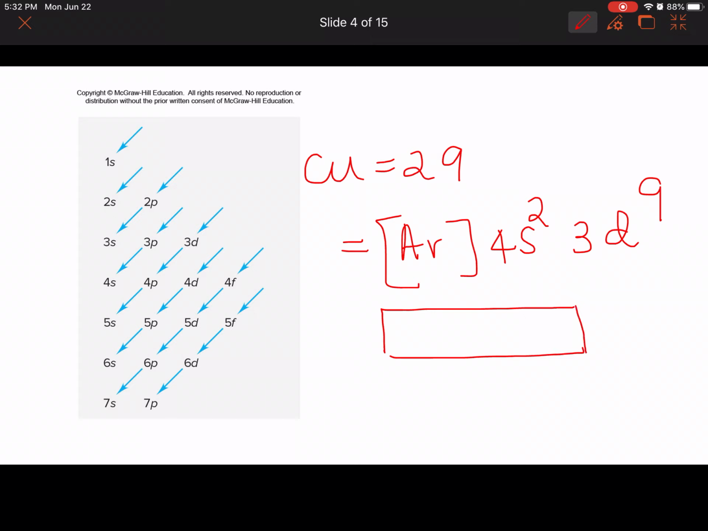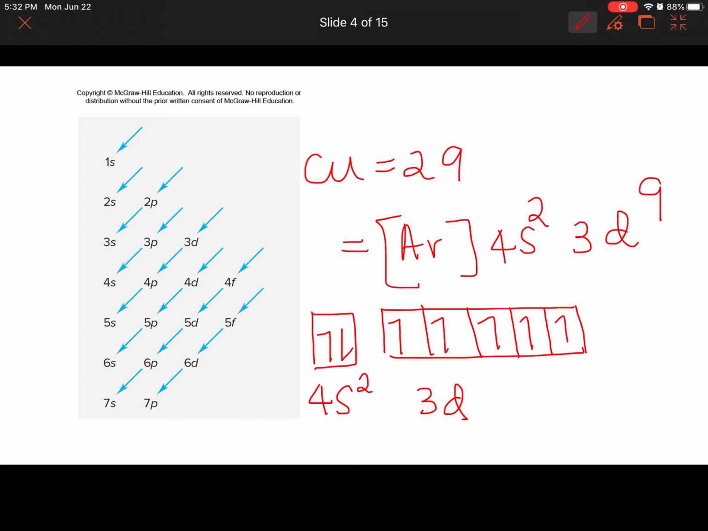How many d orbitals are possible? Five d orbitals are possible: 1, 2, 3, 4, 5. So this is the 3d sublevel. There are 5 orbitals for d, and there are 9 electrons. Before that, let me write down 4s. In the 4s level there are 2 electrons. In the d level we have 9: 1, 2, 3, 4, 5, 6, 7, 8, 9.